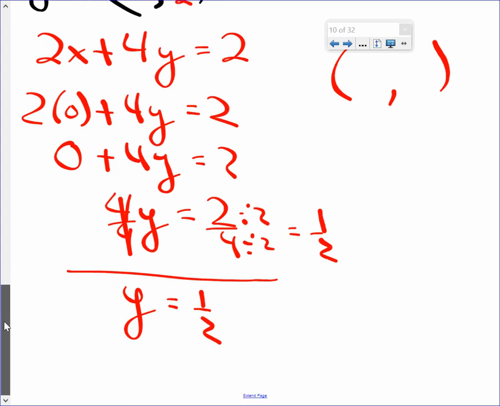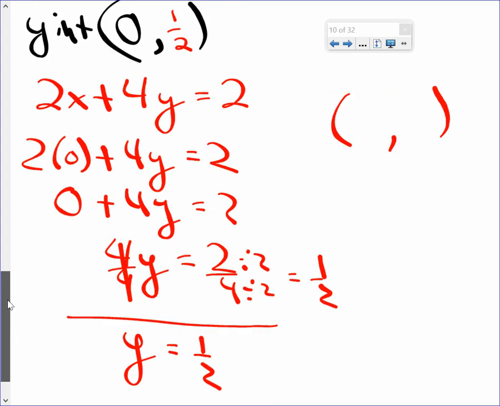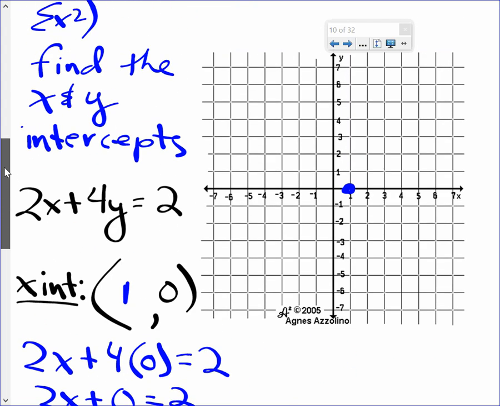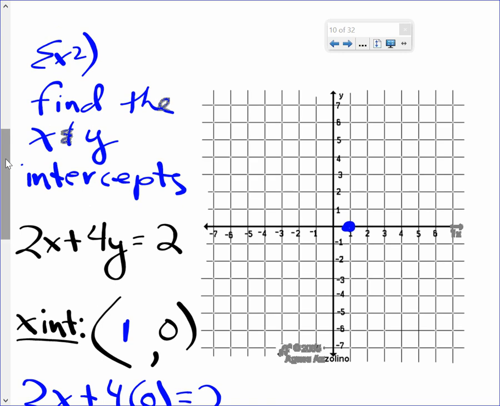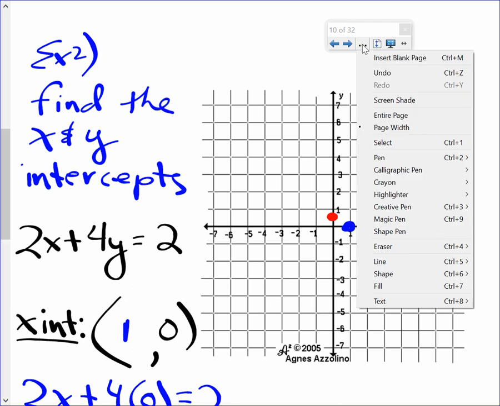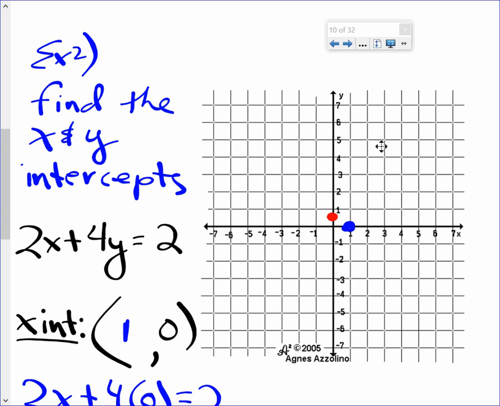Nice comeback. All right, so Valdez is right. 0, 1/2. Plot this with me. Watch this. 0, 1/2 is right there. We got two points. We can draw a line through them, and we're ready to rock and roll.